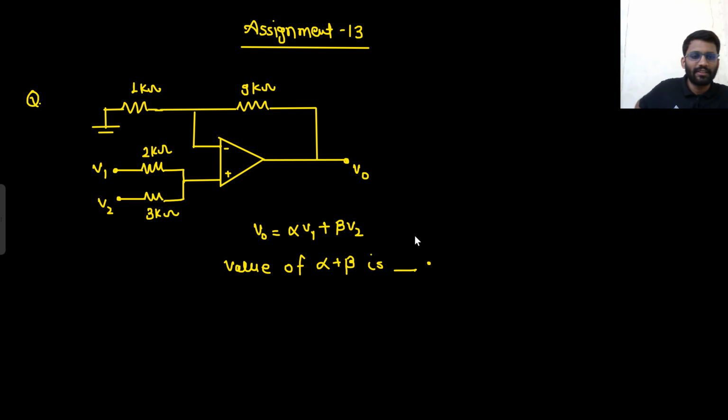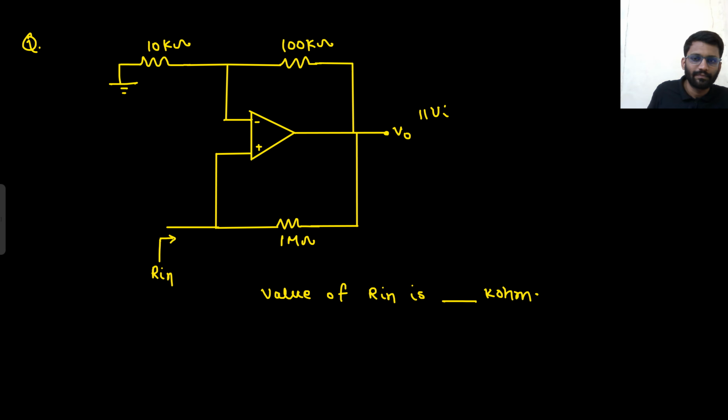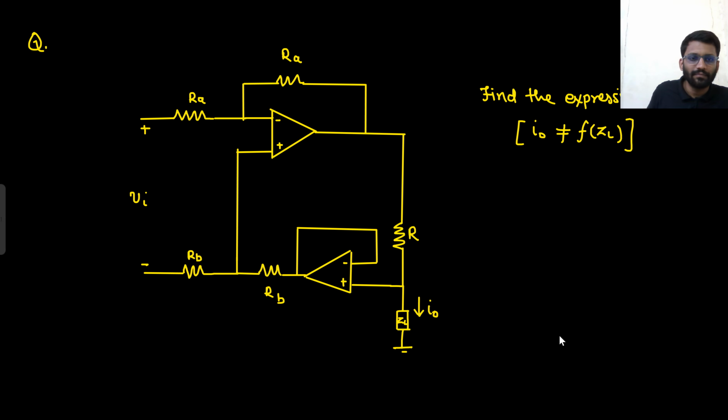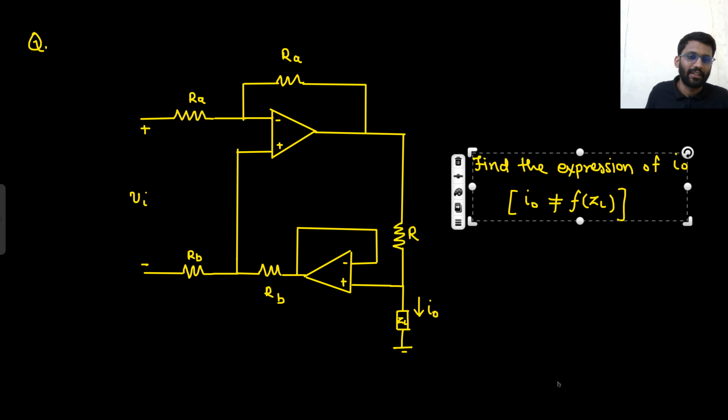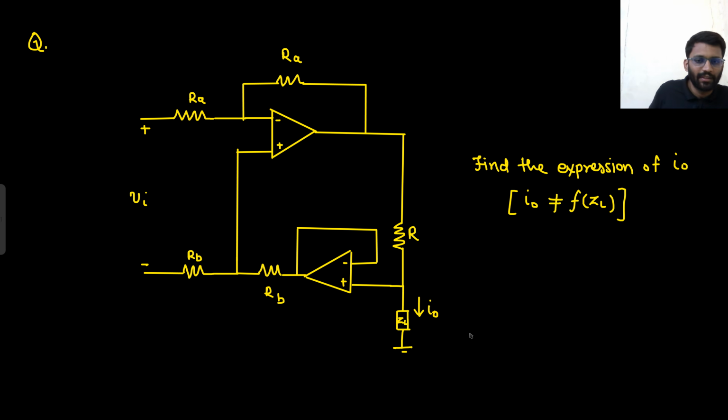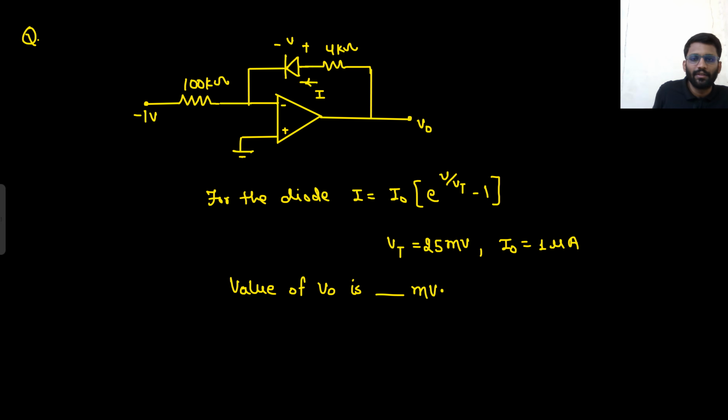So we need to solve this assignment. This is the first question. This is the second one. This is the third one. You need to find the expression of I naught. I naught is not a function of ZL, that I have already written. You need to find the expression of I naught.